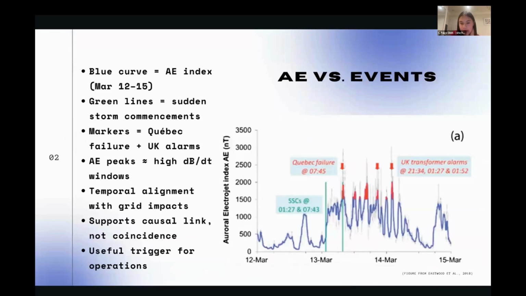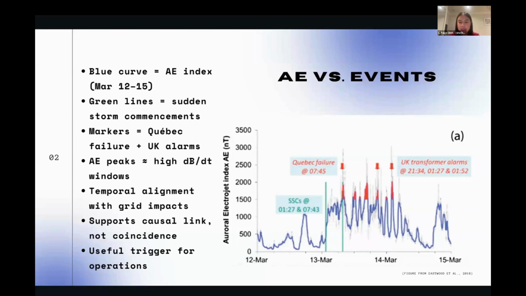So next up, we have figure three, which plots the AE index across March 12th through the 15th. The blue curve shows the auroral electrojet intensity, and the green vertical lines are the SCs, which are the abrupt increases in the geomagnetic field caused by solar wind pressure changes. So these event markers represent the Hydro-Quebec failure and later the UK transformer alarms.